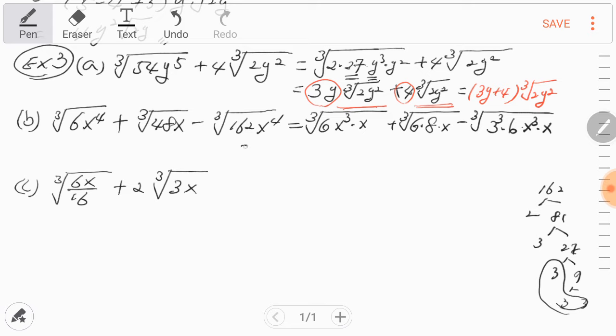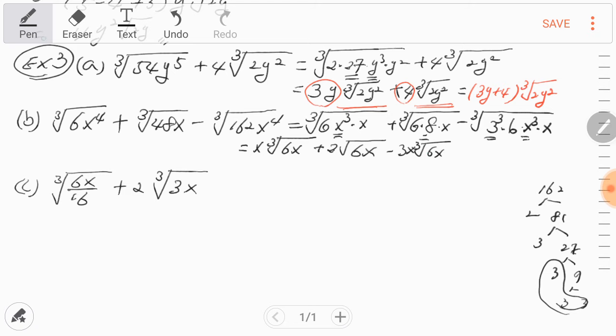Then from here, we can take this x out because x is cubed. And then cube root of 6 and x stays inside. Plus, okay, the cube root of 8 is 2. So take 2 out, and then 6x stays inside. Minus, here we can take this 3 and x out. So 3x cube root of 6x.